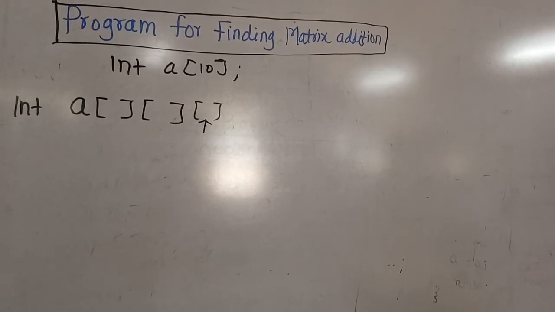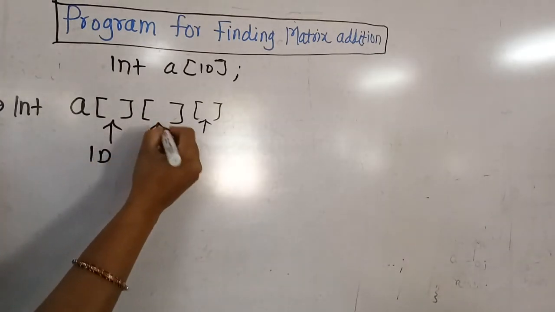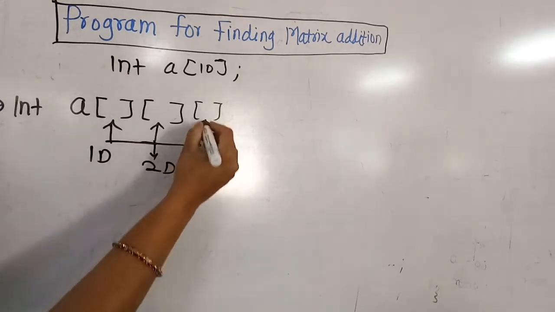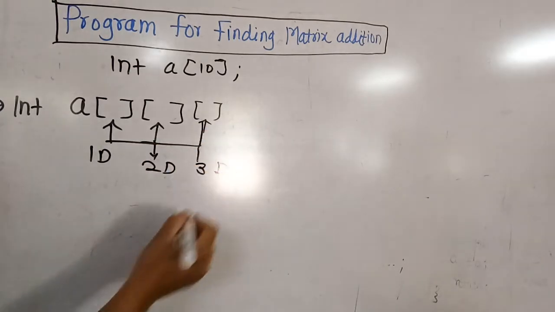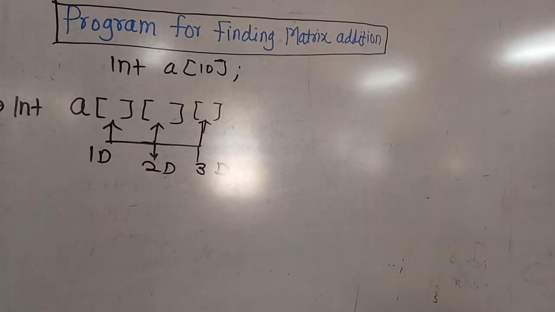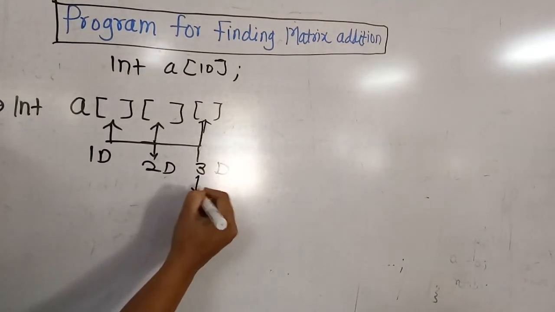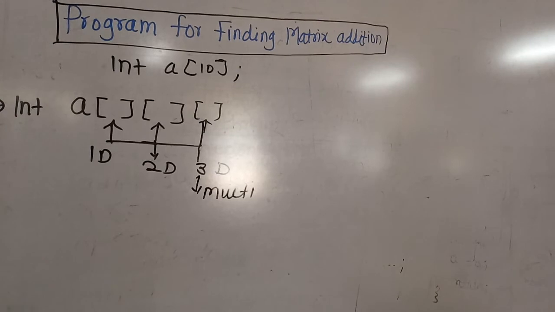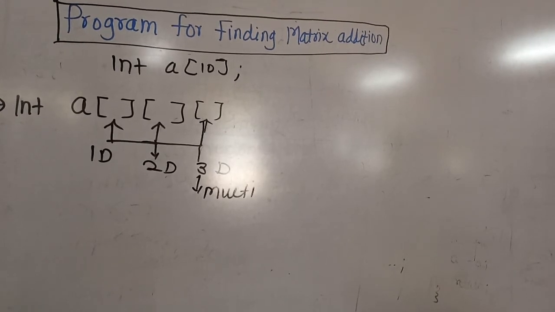So continuing to the next advanced version, that is the multidimensional arrays. Here if only a single bracket is present, it is one dimensional. If two brackets are present, then it is two dimensional, and if three brackets are present, then it is three dimensional, or we can call it the multi-dimensional array mechanism.